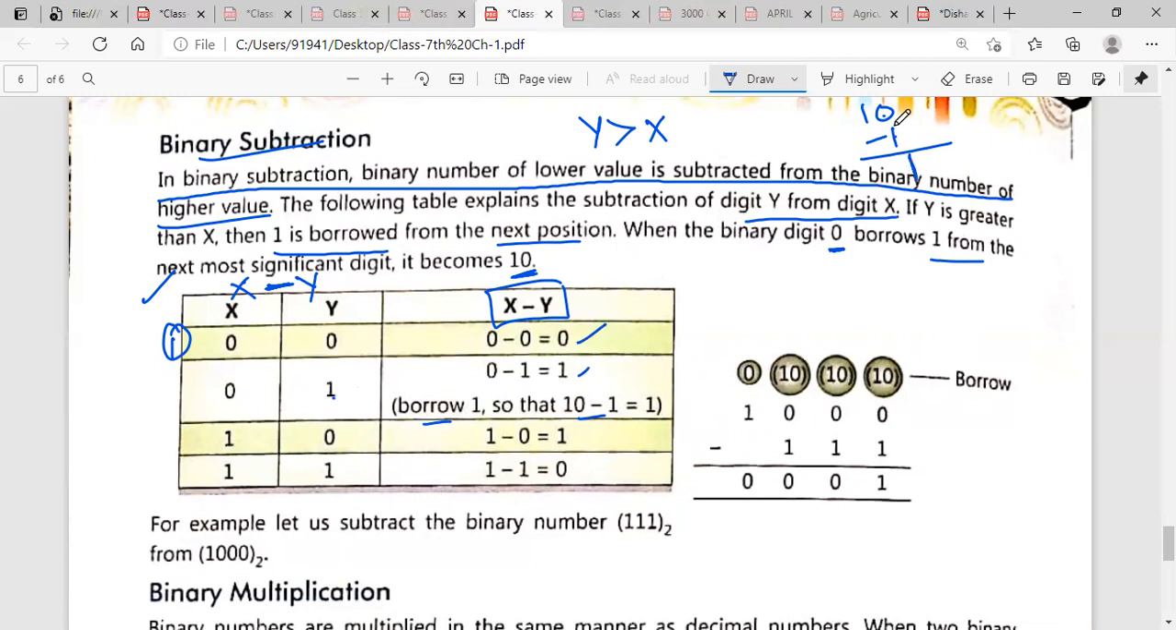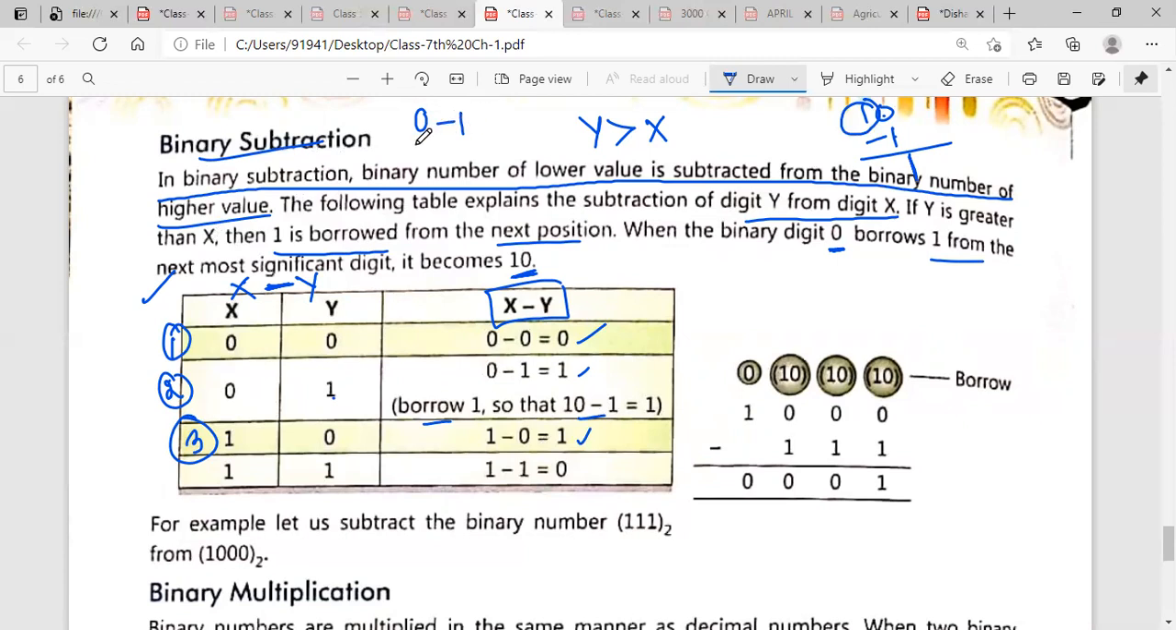And in this case we will borrow this 1. And now come to the third rule. 1 minus 0 is 1. Okay, no need to borrow in this case, because in the second rule we are doing a subtraction, 0 minus 1.